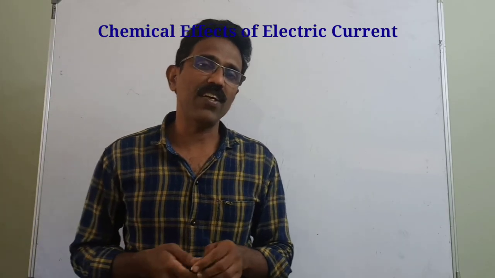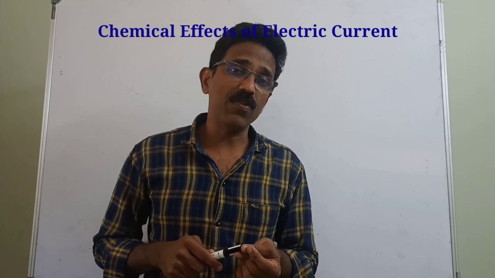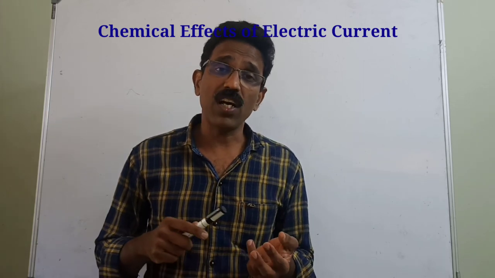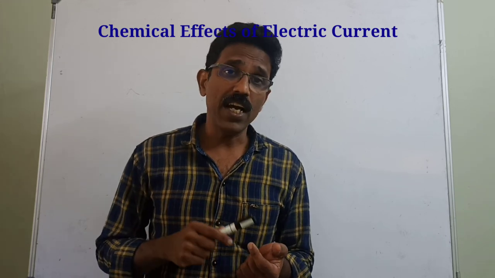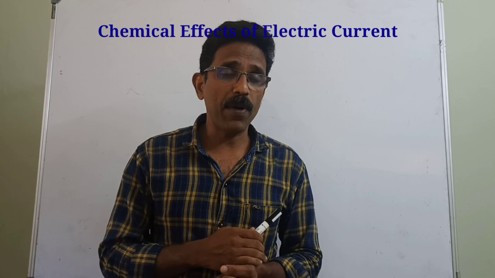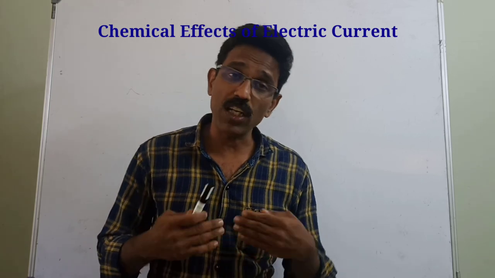So in today's class we have discussed what is meant by electrolyte, what electrodes are, which are the two types of electrodes, anode and cathode, and what happens when electricity passes through an electrolyte.